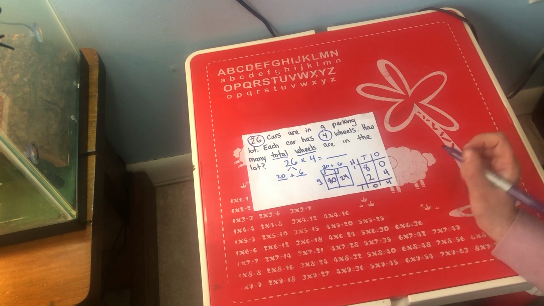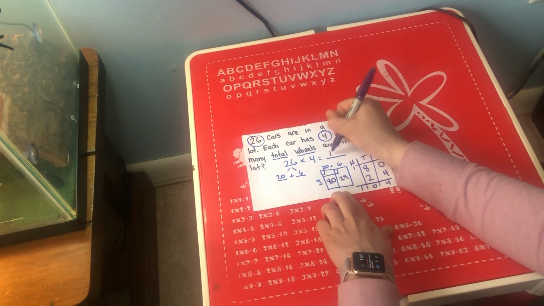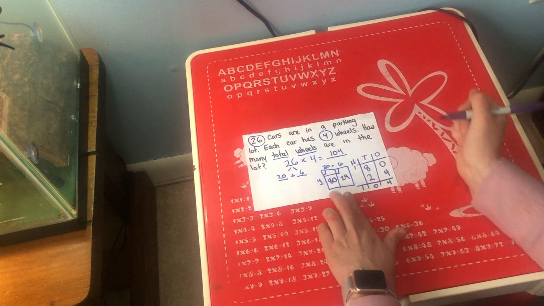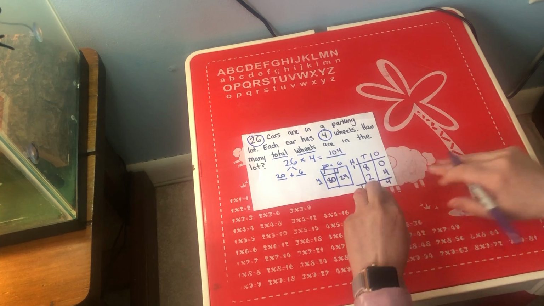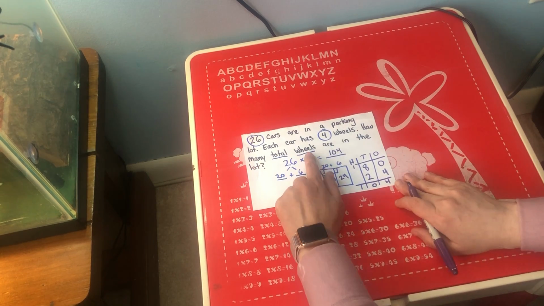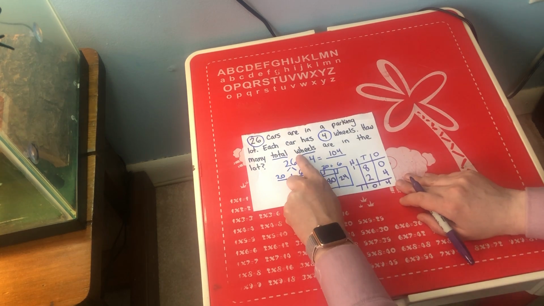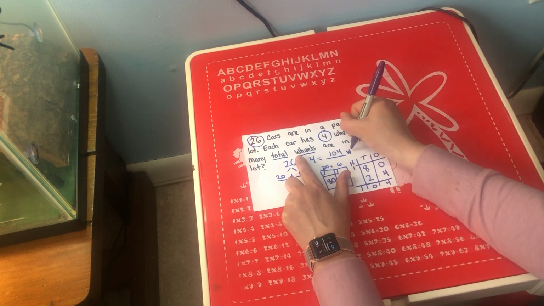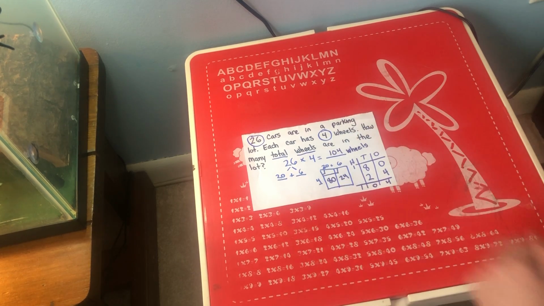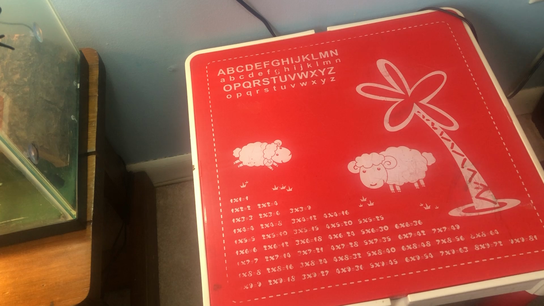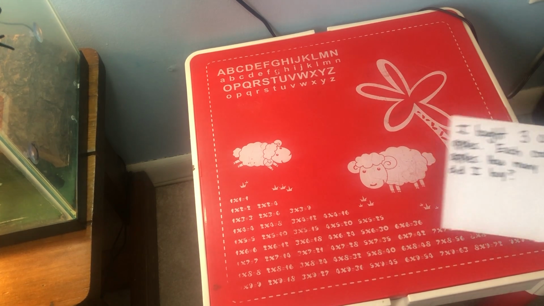104. Now, because this is a word problem, I want to make sure I answer the question. The question is asking me how many total wheels are in the lot. So this would be 104 wheels. And I'll label my answer. Okay? This is the one that I want you to follow along on with me.